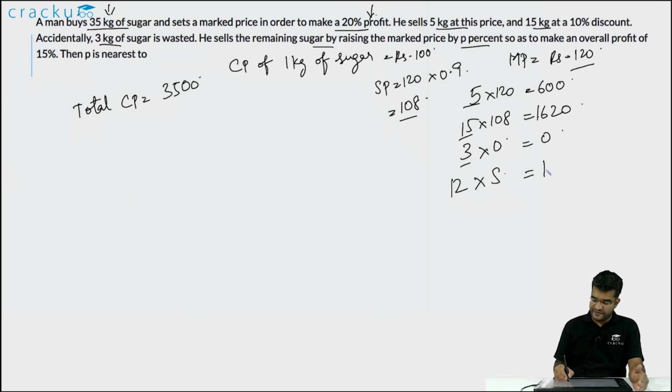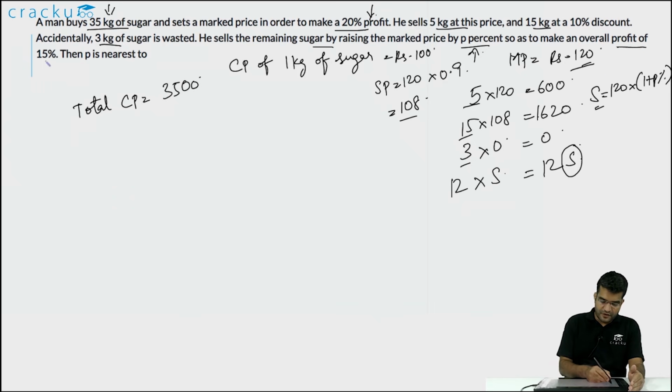So the total amount of money he made is 12S. One thing that we need to note is that S is equal to the mark price, that is 120, which is increased by p%. That is, S is equal to 120 into 1 plus p%. We'll first figure out the value of S, then we can calculate the value of p.